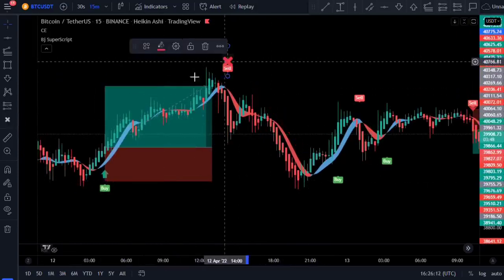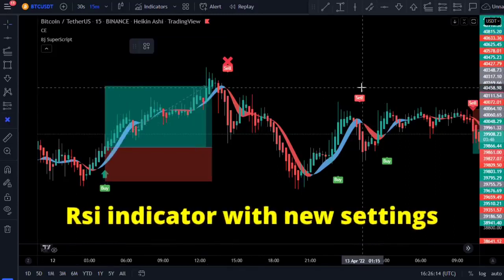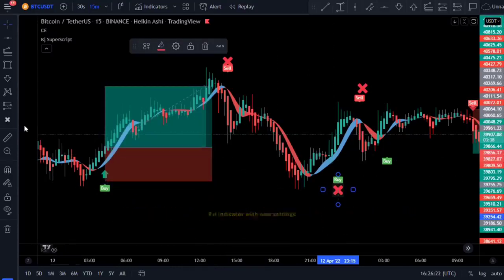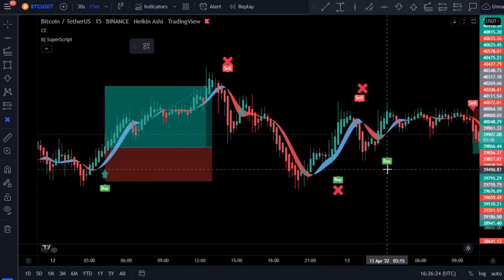But why are these signals not valid? Because the third indicator RSI with its new settings does not confirm these signals, and we get the final approval from RSI.